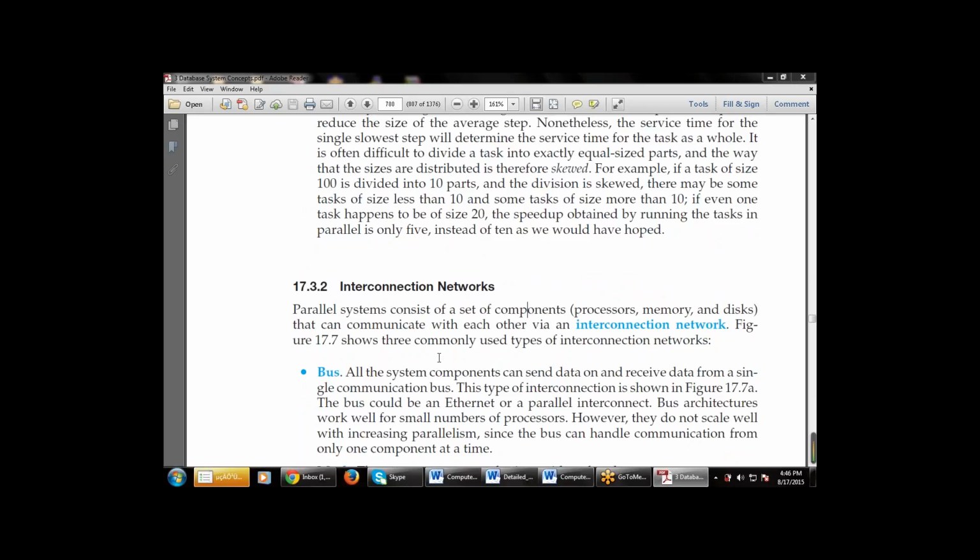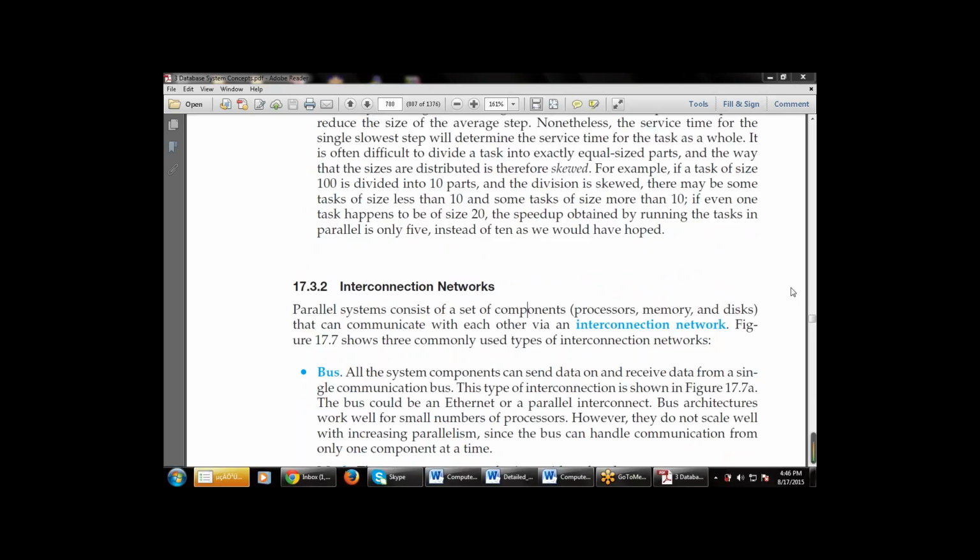So this is how various networks are interconnected with each other. A parallel system consists of a set of components. There are multiple components available, such as processors, memory, and disks, that can communicate with each other via an interconnection network. So there will be a network available, that is the interconnection network.